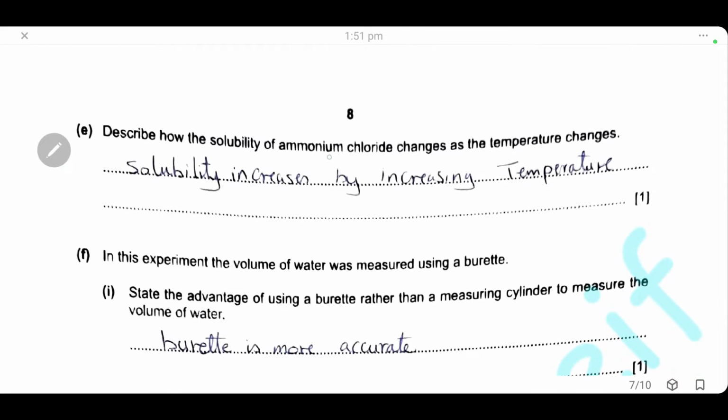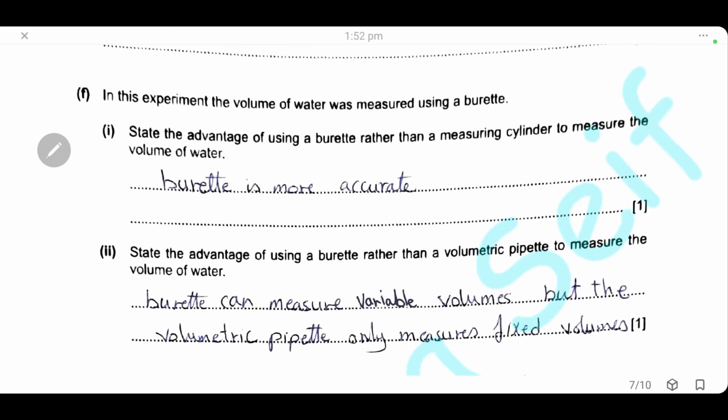Describe how the solubility of ammonium chloride changes as the temperature changes. Solubility increases by increasing temperature. In this experiment, the volume of water was measured using a pipette. State the advantage of using a pipette rather than a measuring cylinder to measure the volume of water.